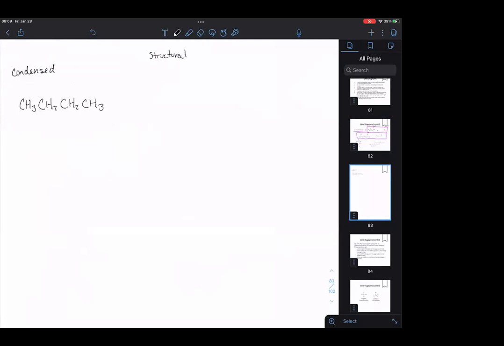The difference between the condensed and the structural formula is that in the structural formula, you're explicitly showing all of the bonds. So if I did this exact same molecule, I have 1, 2, 3, 4 carbons in there. Doing the same thing as a structural formula, I would explicitly draw all my 4 carbons.